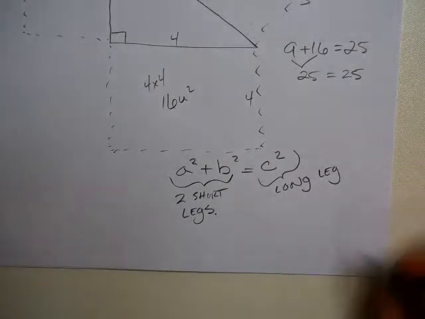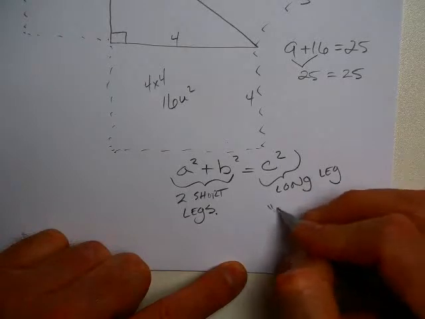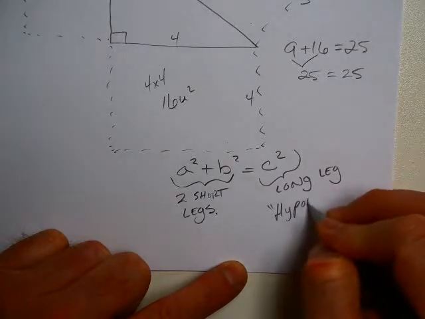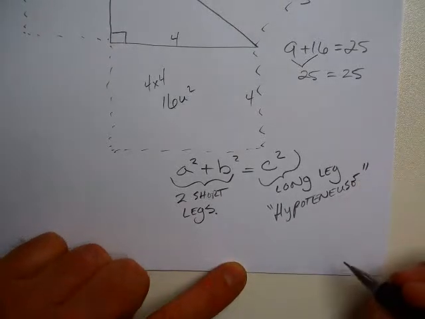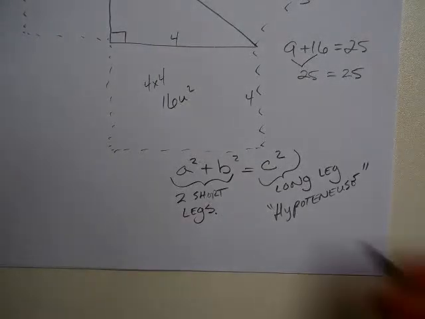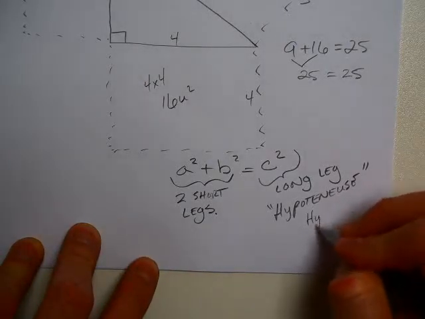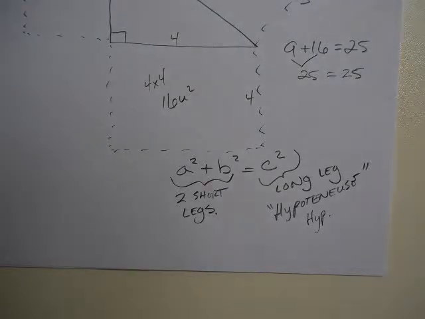Does anybody know what we call the long leg of a triangle? Starts with an H. Hypotenuse. Yeah, it's hypotenuse. Now, a word like hypotenuse is loads of fun to say, but it's not all that fun to write over and over again, right? So we're just going to shorten it to HYP. Hype, the hypotenuse.